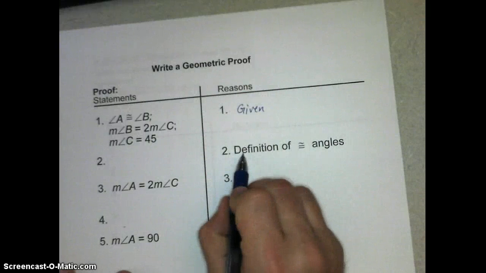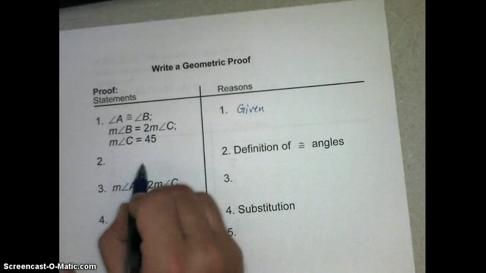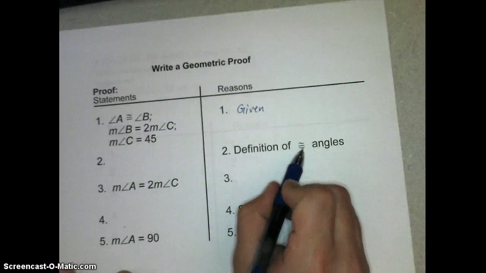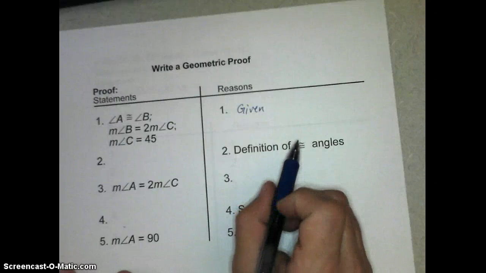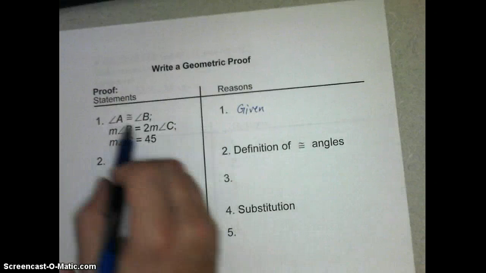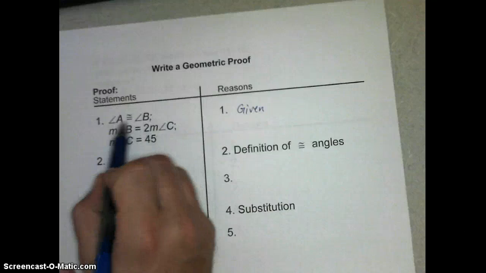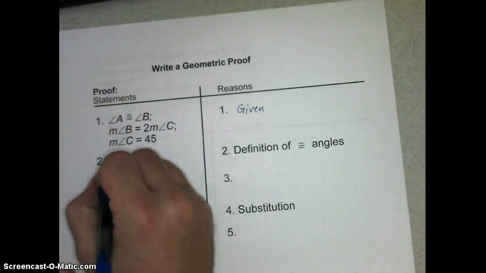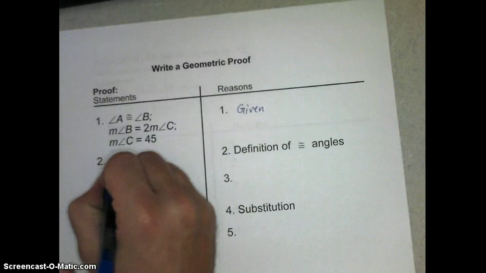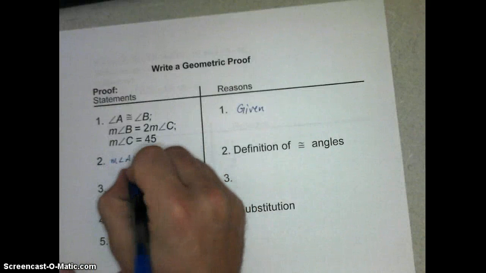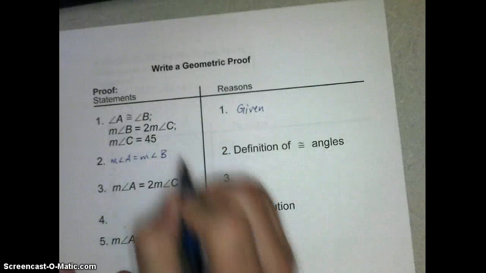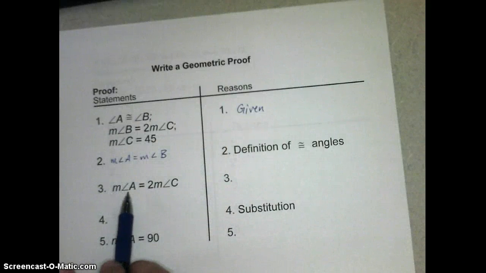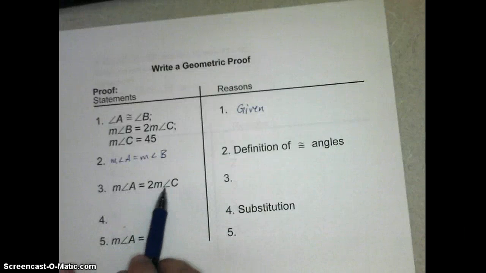And then the next reason tells you how to get this statement here. That reason says definition of congruent angles. The definition of congruent angles tells us that if 2 angles are congruent, then their measures are equal. Well, I'm given this part of that. Angle A and angle B are congruent, so that must mean by their definition that I'm supposed to conclude that they have equal measures. Then I can say that the measure of angle A equals 2 times the measure of angle C.